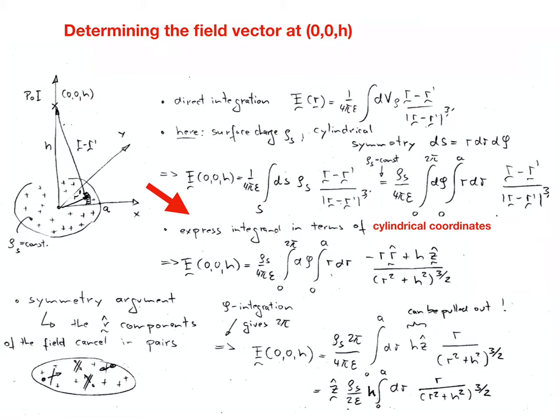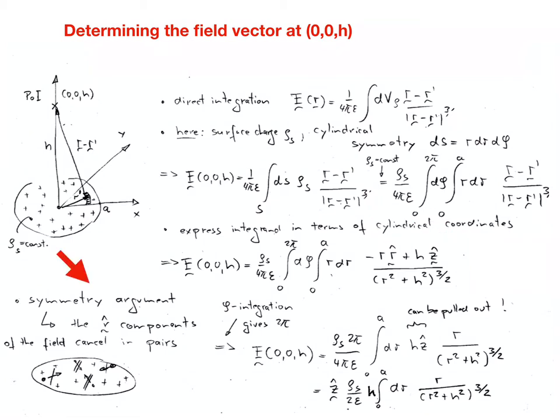Specifically, the separation vector is given by minus r r-unit vector plus h times z unit vector. Applying the rule of Pythagoras, we find that the magnitude of the separation vector is the square root of the sum of r squared plus h squared. This magnitude goes into the denominator of the integrand cubed. It may be fruitful to verify the integrand using the sketch.